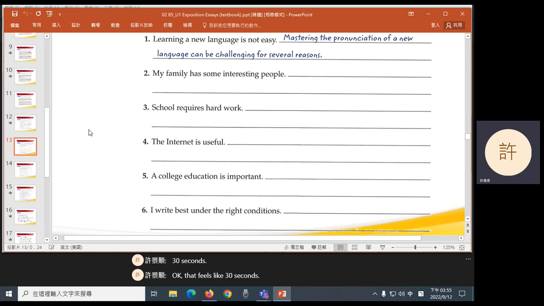So let's start from number two. My family has some interesting people. How can you add more detail to this one? Hi, yes. So what do you have for question two?